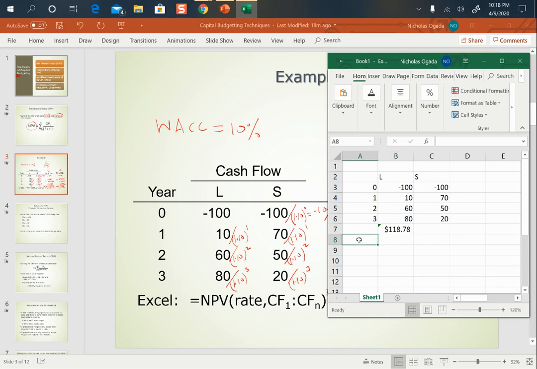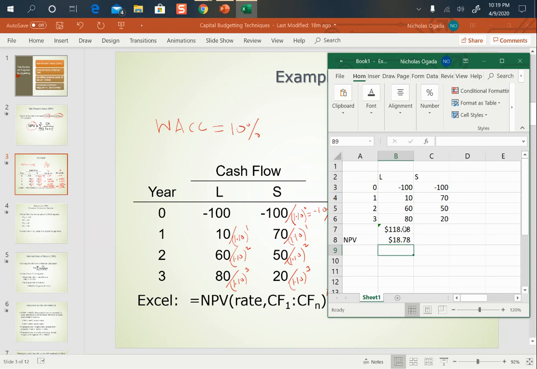So your NPV then will be, you'll take the initial outflow and then you add to it the net present value of the cash flows from year one to year three, and this will give you, hold on, there's something wrong with it. It's supposed to be plus. You add the values, and this will give you a net present value of 18.78.